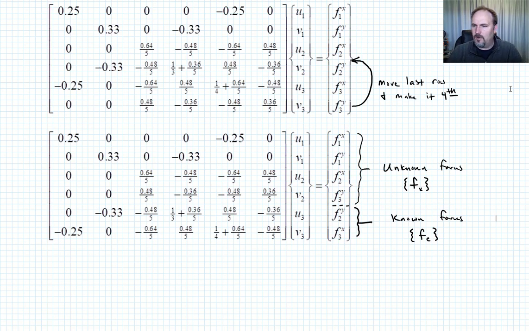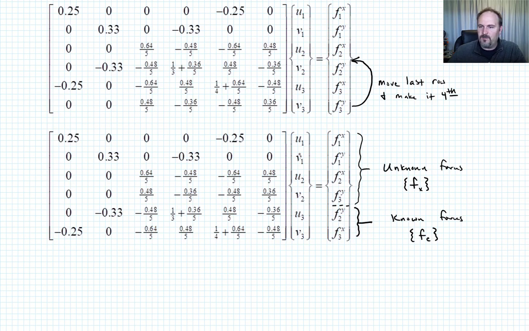Okay, so what have we done here? All we've done in this case is we took our original row 6, and we made it our row 4. That's all valid. Then we moved row 4 to row 5 and row 5 to row 6. And what that did was it made our force vector such that the top 4 are our unknown forces, F sub x, and the bottom 2 are our known forces, F sub c.